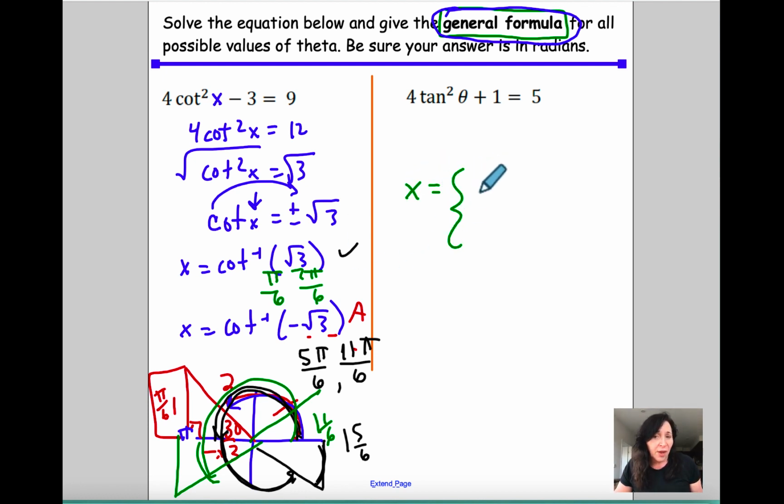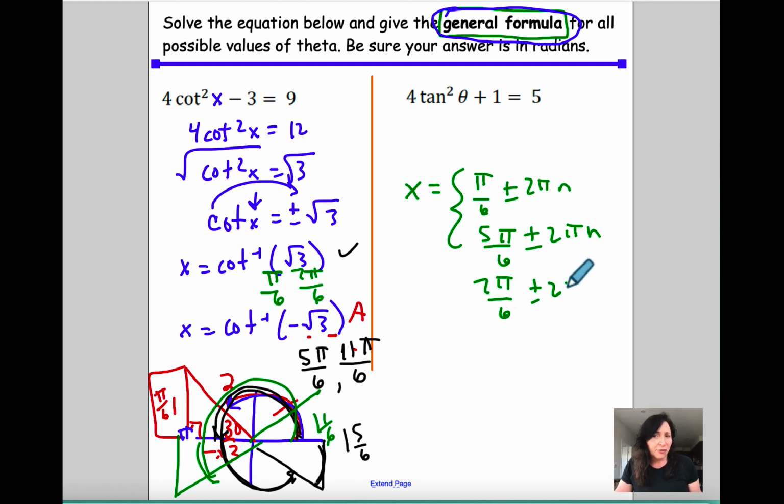4 of these values, I could say pi over 6, and you would technically write it for each one. So you go plus or minus 2 pi n. You could say 5 pi over 6 plus or minus 2 pi n. You would say 7 pi over 6 plus or minus 2 pi n. And you would say 11 pi over 6 plus or minus 2 pi n. So all of these values would get me all the values forever and ever.